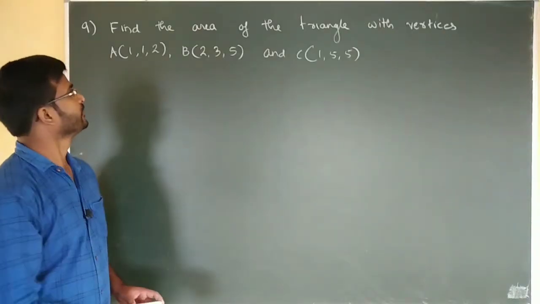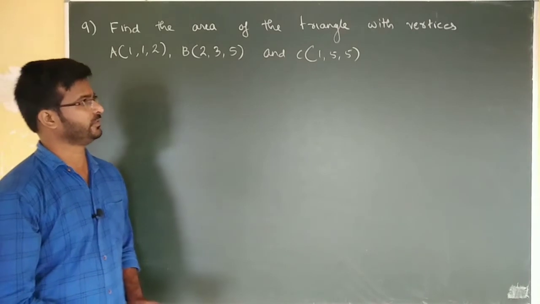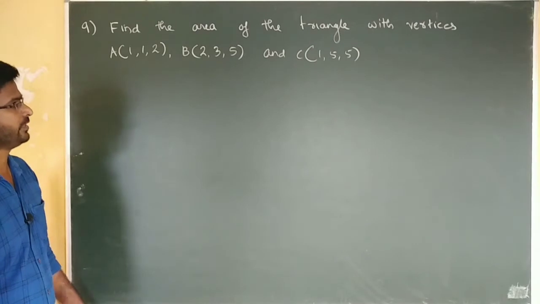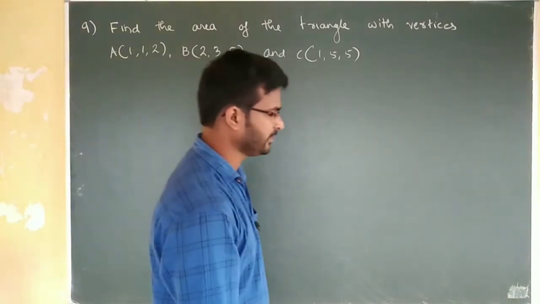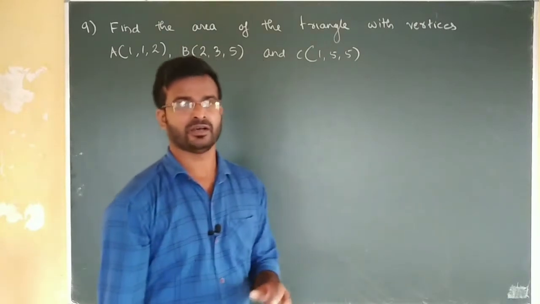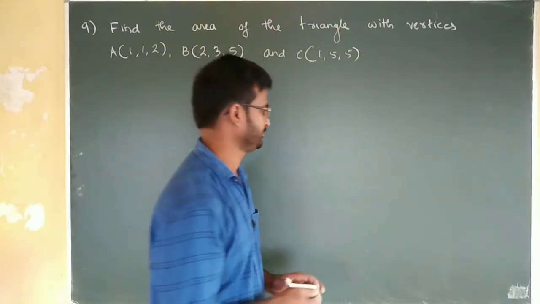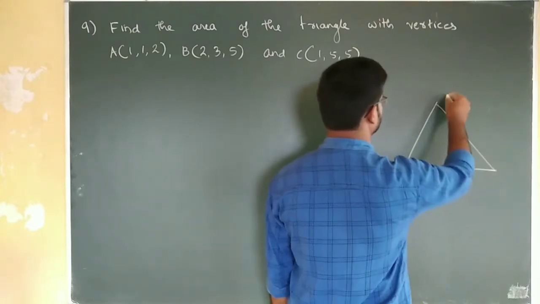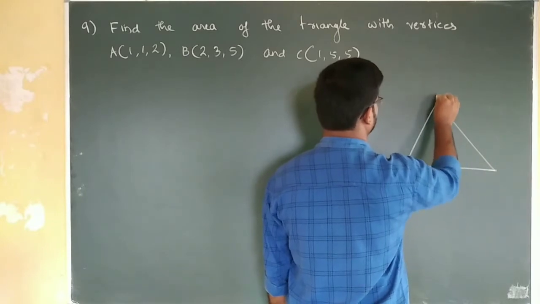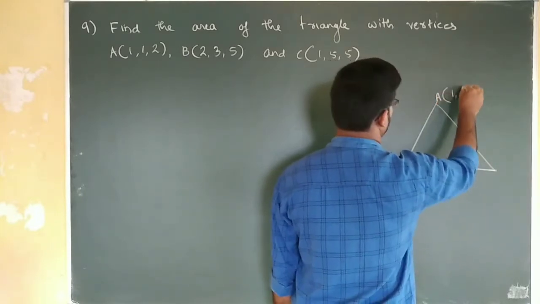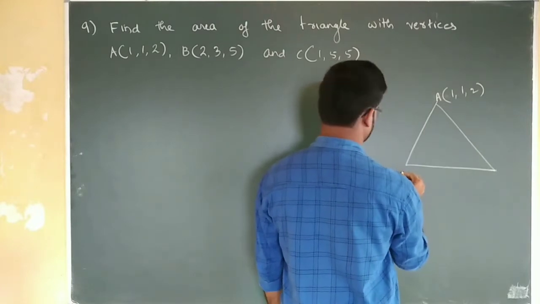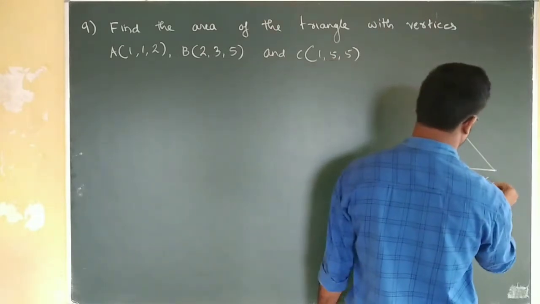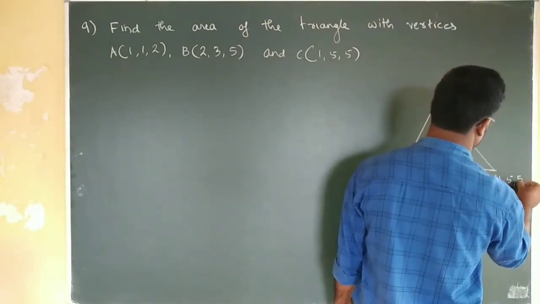Question number 9. Find the area of the triangle with vertices A (1, 1, 2), B (2, 3, 5) and C (1, 5, 5). Here, 3 vertices are given and we have to find the area of the triangle. Like one triangle: A is 1, 1, 2. Next, B is 2, 3, 5. C is 1, 5, 5.